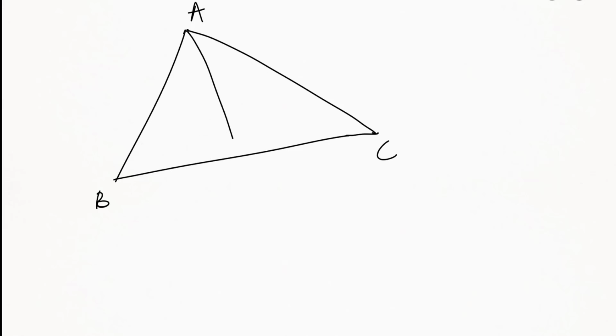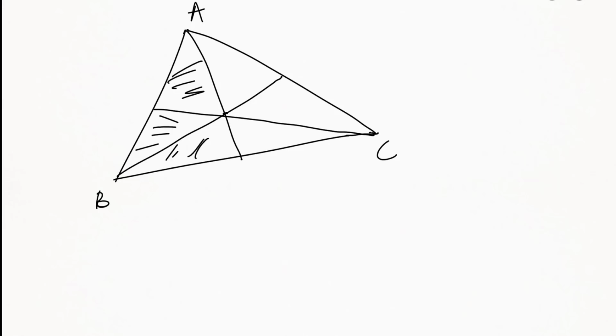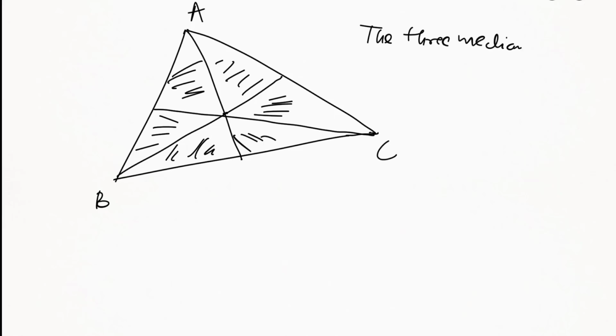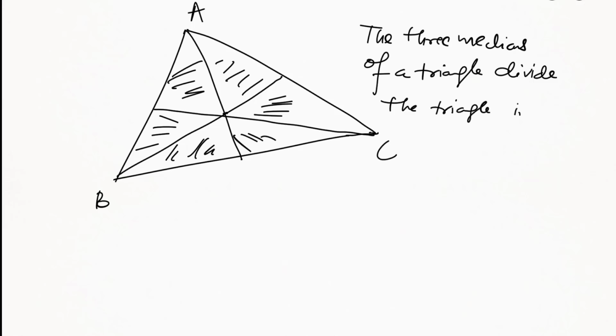Centroid divides the complete triangle into 6 equal areas. So this area, this area, this area, this area, this area, all are the same. Okay, so let me write it. The 3 medians of a triangle divide the triangle into 6 equal areas.